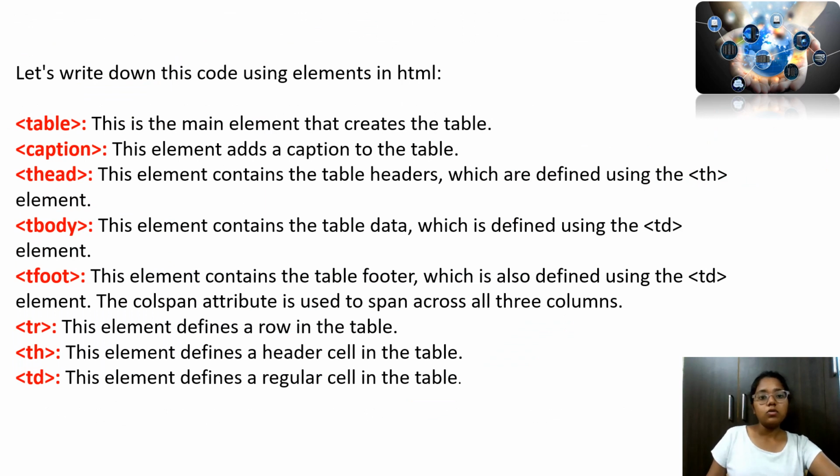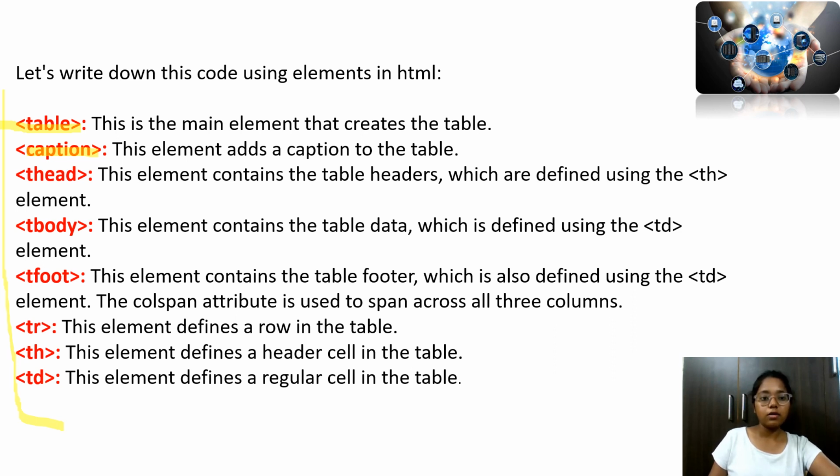Now let's write down the code using elements in HTML. These are the following elements which we will be using. So the first is the table tag. This is the main element that creates the table, which we have already seen earlier. Then the caption tag, this element adds a caption to the table.